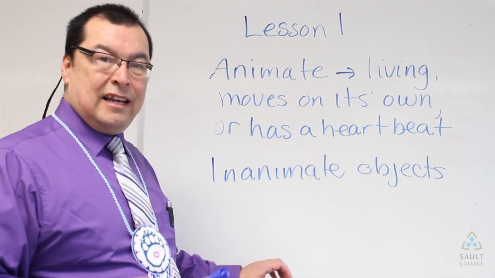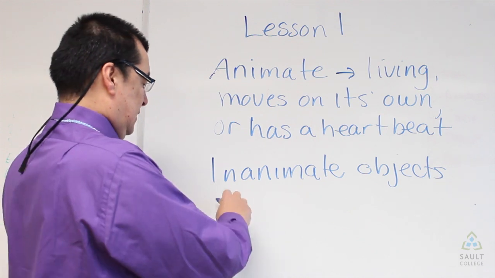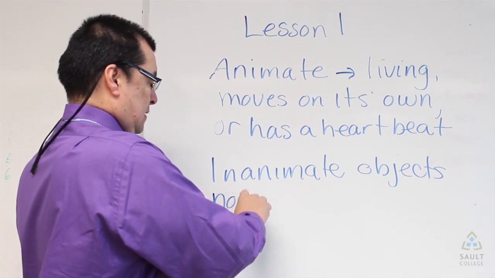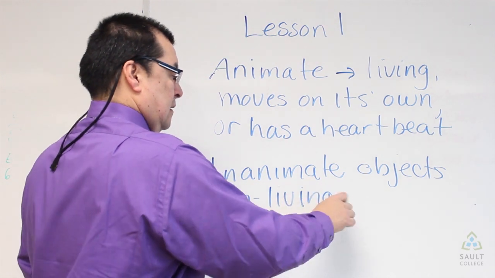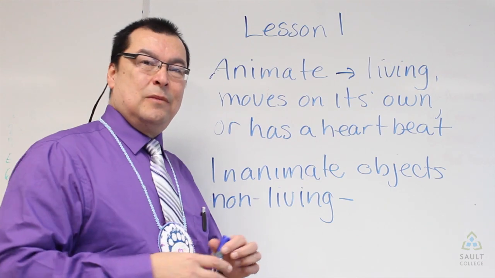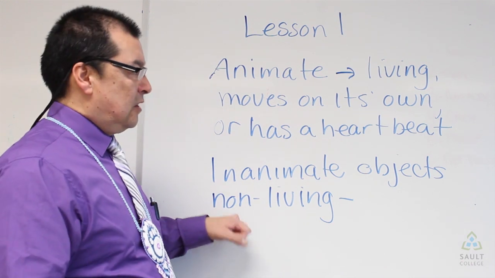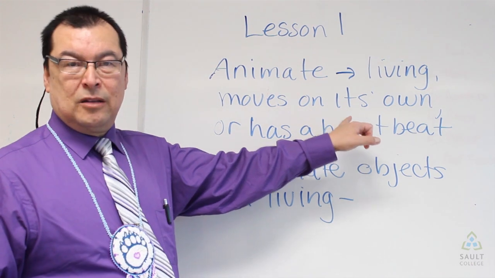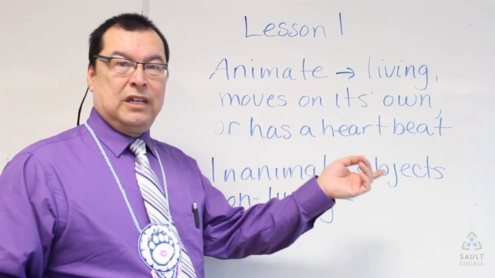Things that are inanimate are things that don't have any of these. They are non-living. And I guess the best way to define something that is inanimate is to compare it to what is animate. So an inanimate object would be non-living. It wouldn't necessarily be able to move on its own, nor does it have a heartbeat.